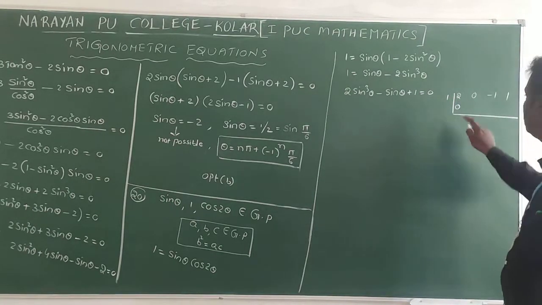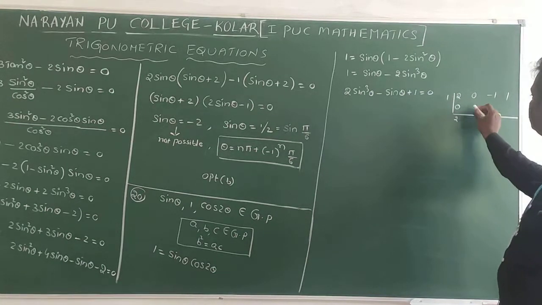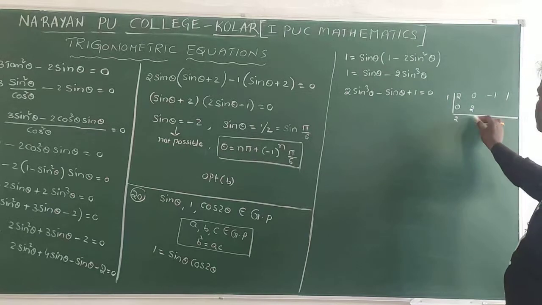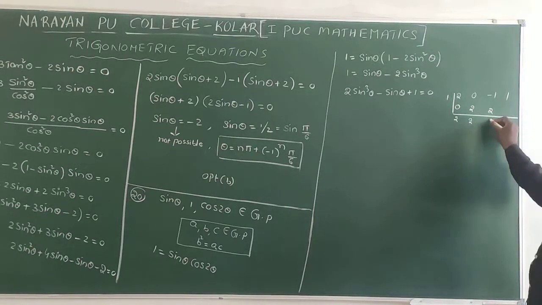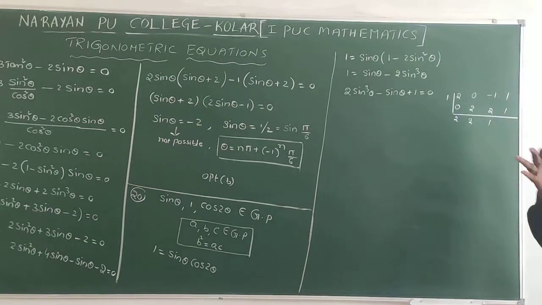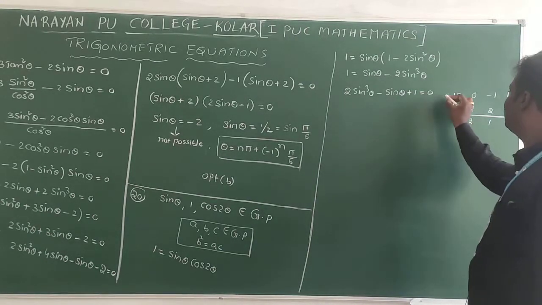Well, check it. 2 plus 0, 2. 1 into 2, 2. 0 plus 2, 2. 1 into 2, 2. Minus 1 plus 2, that is 1. 1 into 1, but 1 will not cancel. Okay, 1 is not a root. I will check with minus 1.